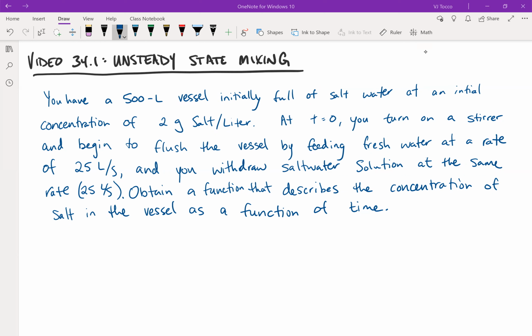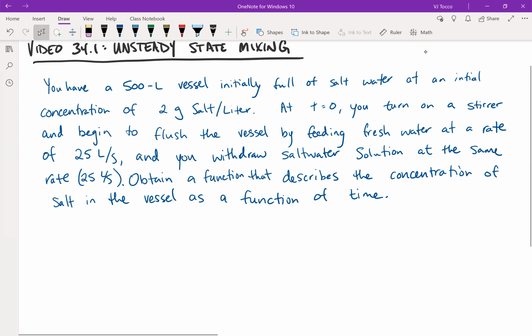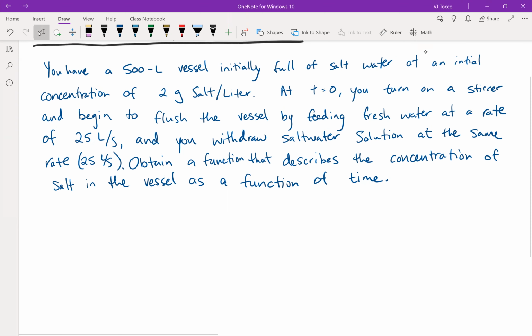So this one says you have a 500-liter vessel that is initially full of salt water at an initial concentration of 2 grams of salt per liter. At time equal to 0, you turn on a stirrer and begin to flush the vessel by feeding fresh water at a rate of 25 liters per second. And you withdraw saltwater solution at the same rate, which is also 25 liters per second. Obtain a function that describes the concentration of salt in the vessel as a function of time.